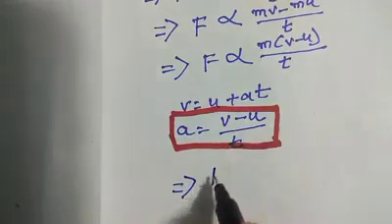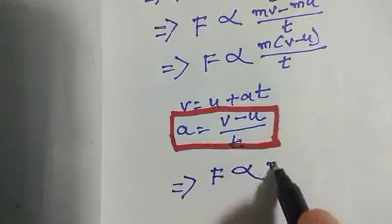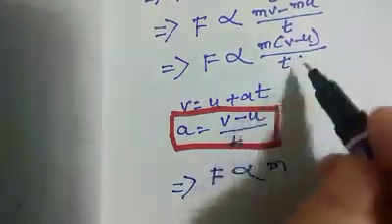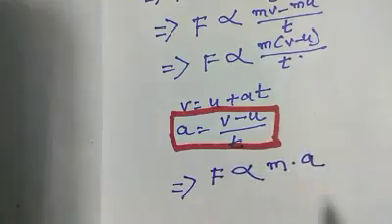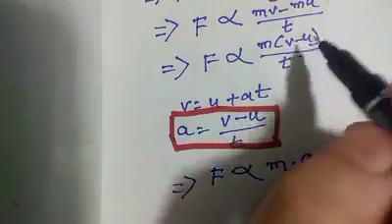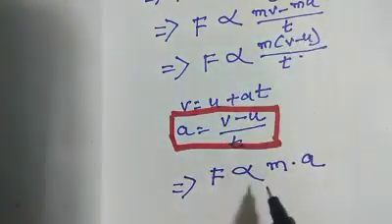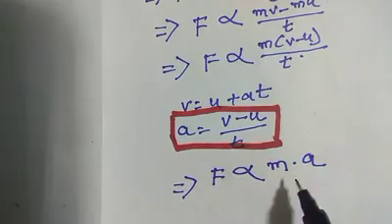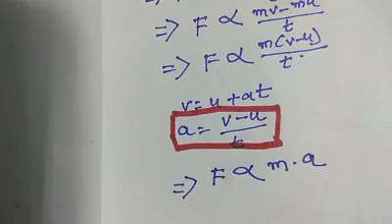that force, you might have got the answer by this time, is directly proportional to mass times this one, which I am substituting with ma, right? Because (v minus u) by t, this entire part, is getting substituted with acceleration. So we get F is directly proportional to mass times acceleration. But what about this sign?